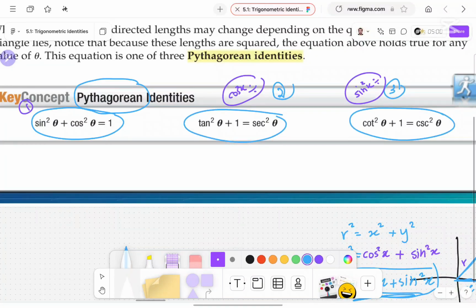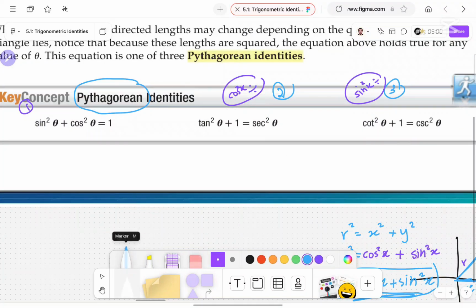It means you can simplify and solve the formula in terms of something. For example, let's take the first one here. If I need to find sine from this formula, I can solve it in terms of sine, which means I can subtract cosine squared theta from both sides. So I cancel this and this, and sine squared theta is equal to 1 minus cosine squared theta.